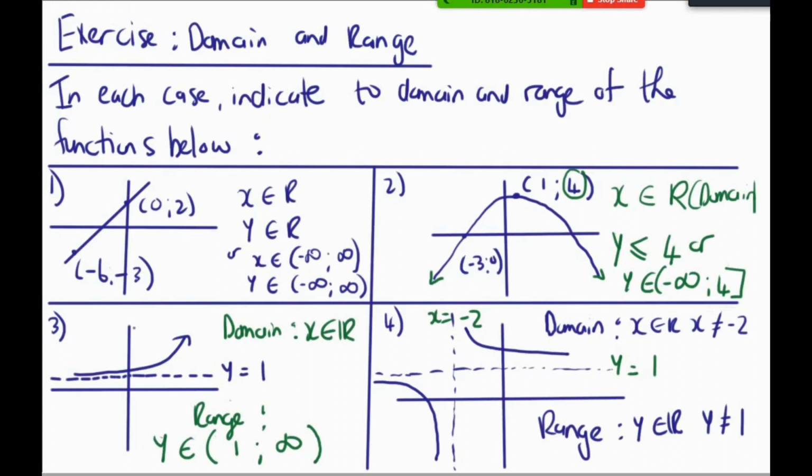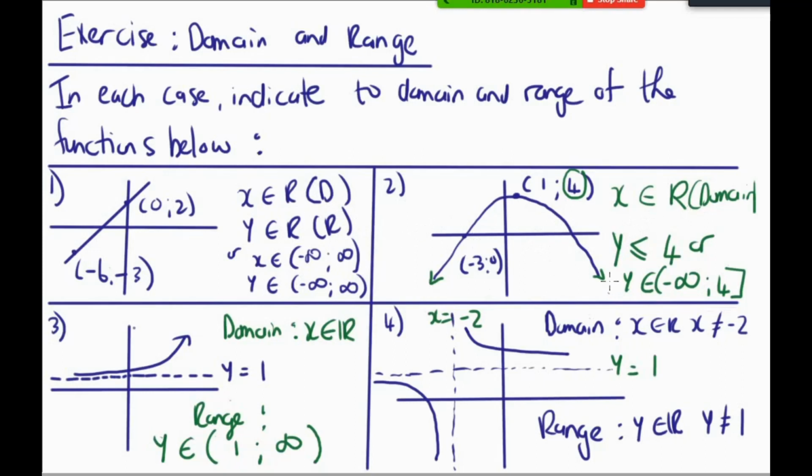Okay guys, so if you did domain and range, these are the answers over here. You'll see that for the straight line, you've got y is an element of the real numbers and x is an element of the real numbers. So remember, your x values are always going to be your domain, and that is going to be your range. By number 2, you'll see that x is an element of the real numbers.